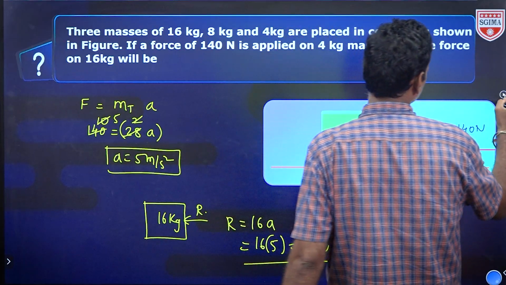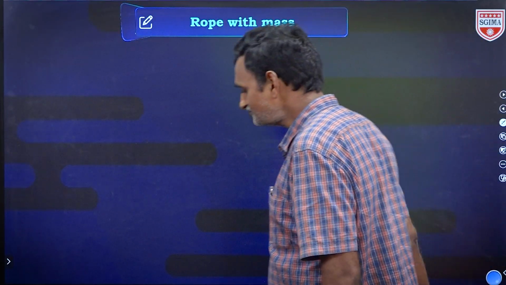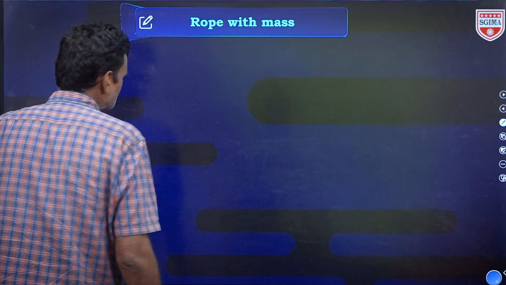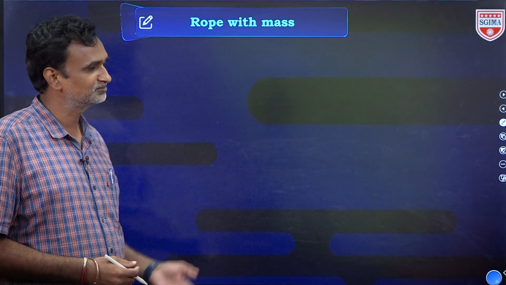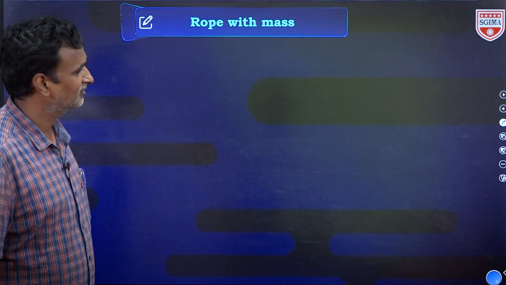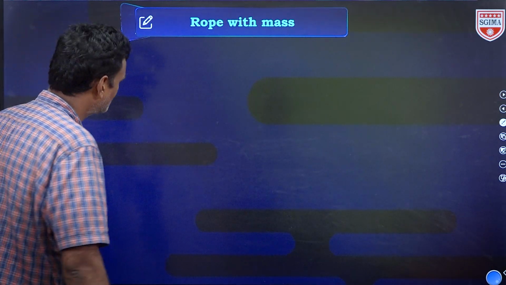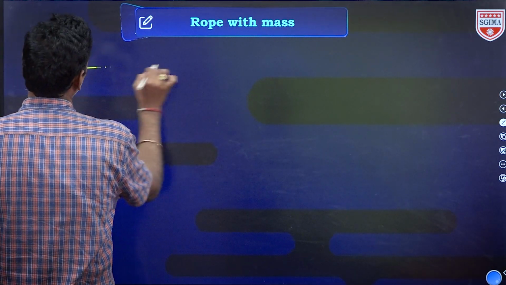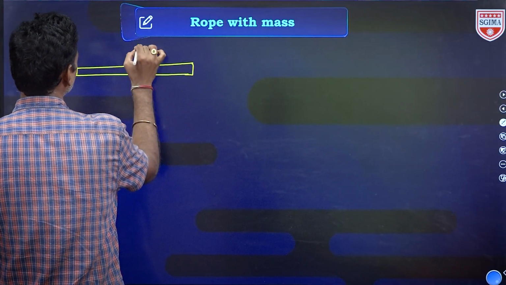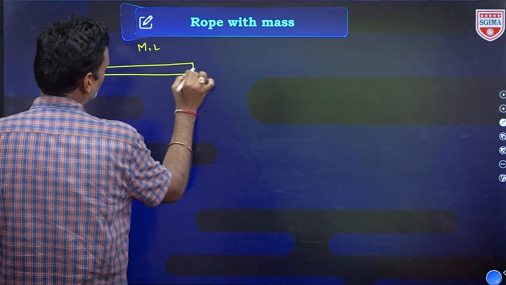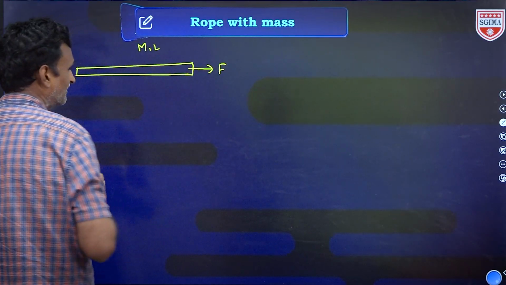Next, rope with mass. Till now we have discussed a massless rope, but for a rope with mass, if it is pulled, we can find the tension at any point. So consider here a rope, its mass is capital M, its length is L, and it is being pulled with a force F.